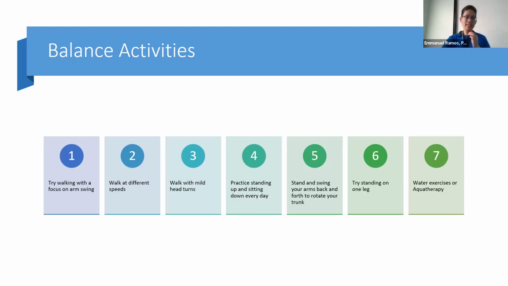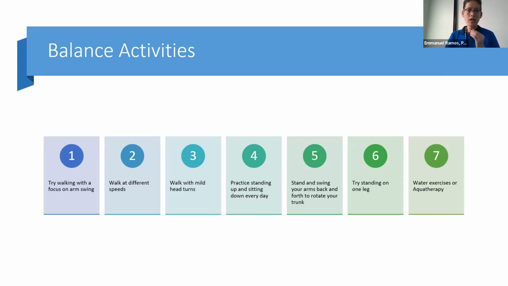Now, number two, walking at different speeds. Why is that important? You can challenge your balance by walking at different speeds. Let's say you're walking on a track. Change the speed every now and then, like a brief burst of brisk walking and then slow walking, brisk walking again, slow walking. Why is that important? Because it challenges your brain to different paces, different cadence.